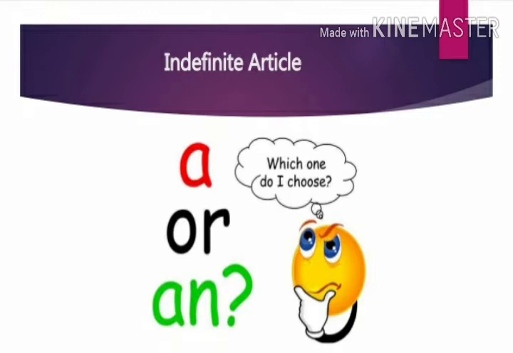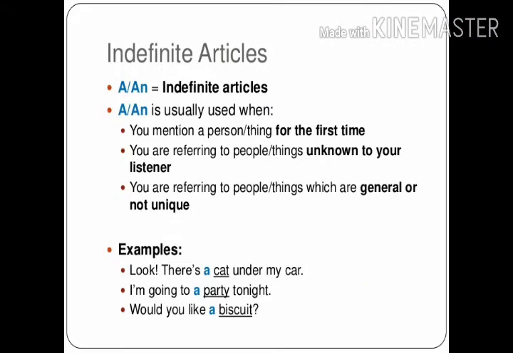So first we will see the indefinite articles, a or an. A and an are the indefinite articles. We use a and an when you mention a person or thing for the first time, when you are referring to people or things unknown to your listeners. You are referring to people or things which are general or not unique. When you talk about a common person or thing, we put a there.